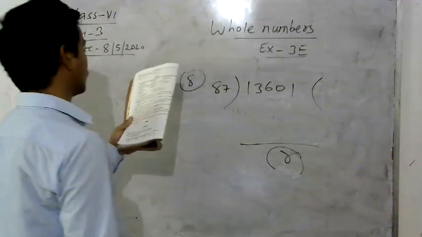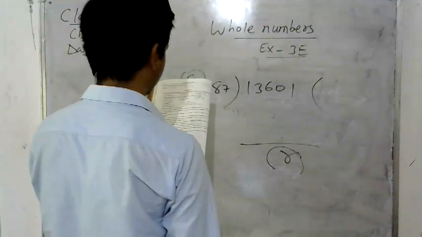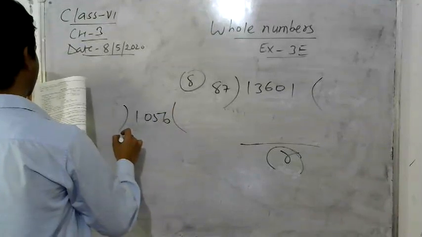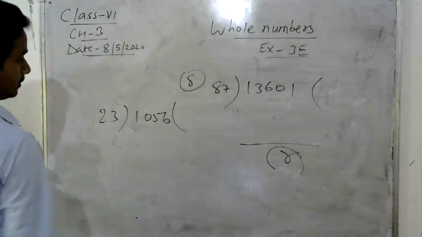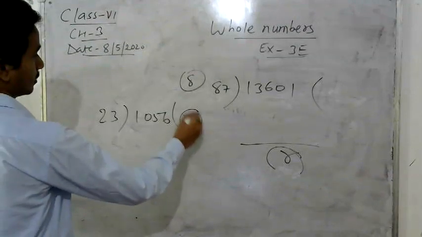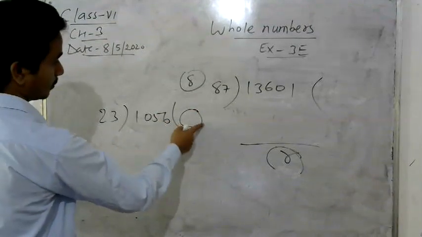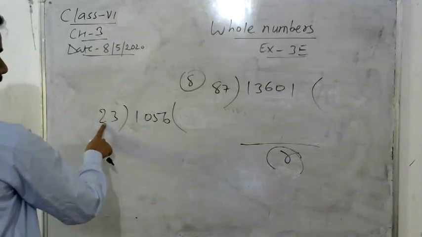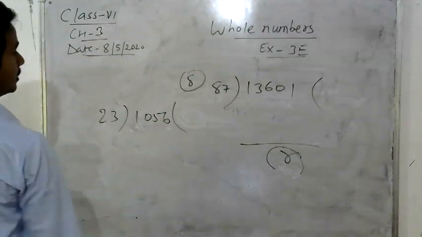Now in question number 9, what least number must be added to get a number exactly divisible by 23? This is also the same. Now we have to divide it. Whatever quotient we get, just add 1 to it, then multiply that quotient by 23, and then subtract the given number from that. Then you will get the answer.